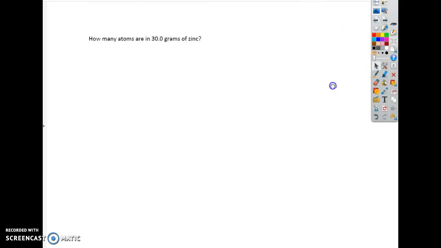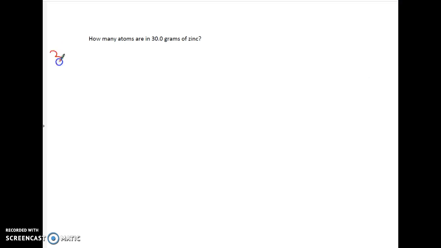How many atoms are in 30 grams of zinc? Again, start off with the number and units that you're given, 30.0 grams of zinc. Grams is going to go on the bottom. We're looking for atoms, so they go on top. Alright, we're going to set up another equality here. The word moles isn't coming up anywhere, so we're not going to use 1 mole in this conversion factor. Anytime it's asking for grams like this, you go to the periodic table, you get the molar mass, and you round it off to 1 decimal point.